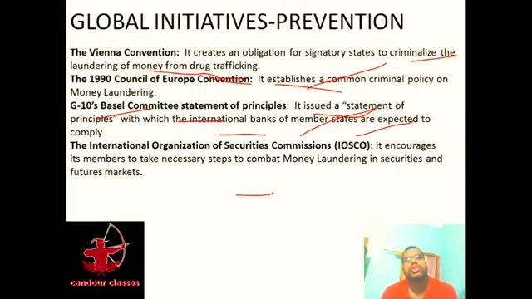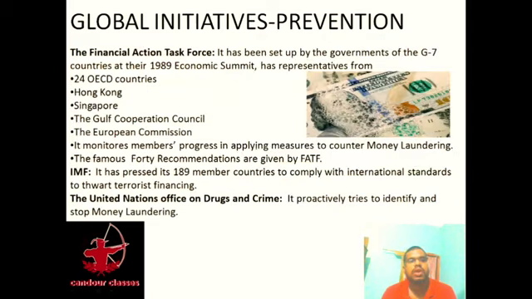See, money laundering is not India's problem. It is a global problem. So every country has to come forward to prevent this money laundering process. The International Organization of Securities Commissions (IOSCO) encourages its members to take necessary steps to combat money laundering in securities and futures markets. So IOSCO is also doing the job of preventing money laundering.